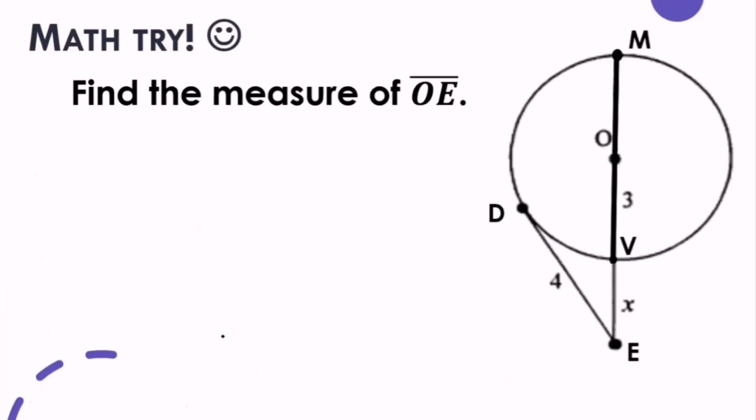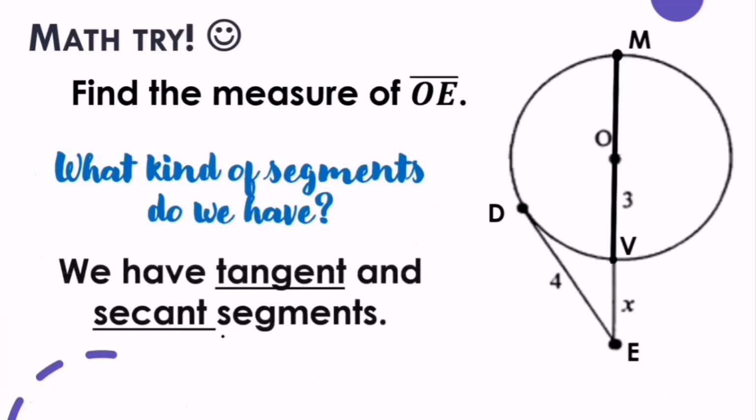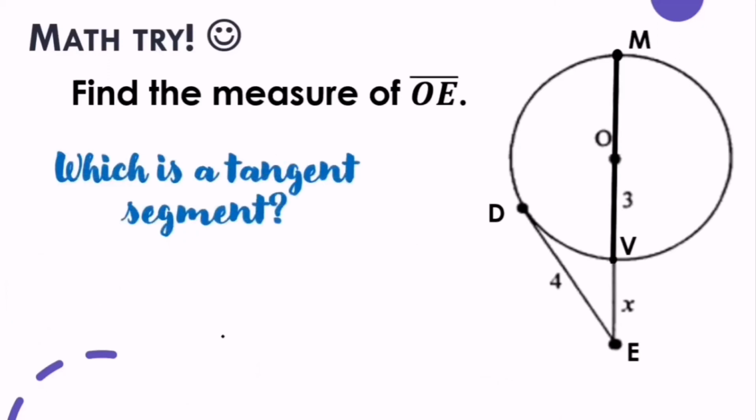Next example. Find the measure of segment OE. What kind of segments do we have? Yan lagi yung unang tanong dapat sa sarili natin. Anong klase? Okay? We have tangent and secant segments. Very good. Now, which is a tangent segment? Yung nasa labas. Yung isang point lang ang nag-intersect dun sa circle. So that is segment TE.